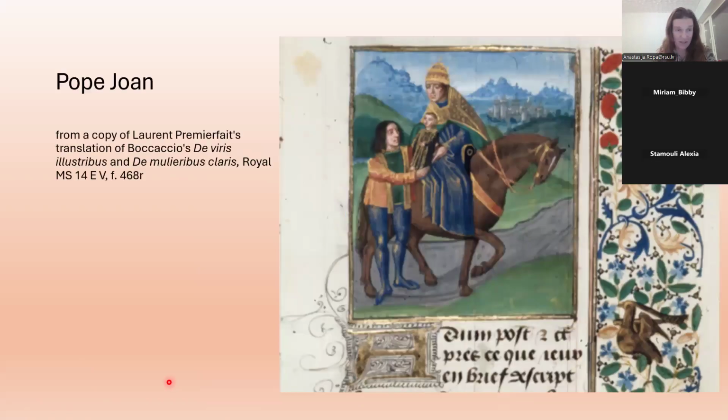So first of all, I'm showing this one, and this is definitely not the Virgin. It's an illumination going with a copy of Laurent de Premierfait's translation of Boccaccio's De Viris Illustribus and De Mulieribus Claris. So this is legendary Pope Joan, a woman who became a Catholic Pope, allegedly, and who was found out when she gave birth to a child. That's the event we see here.